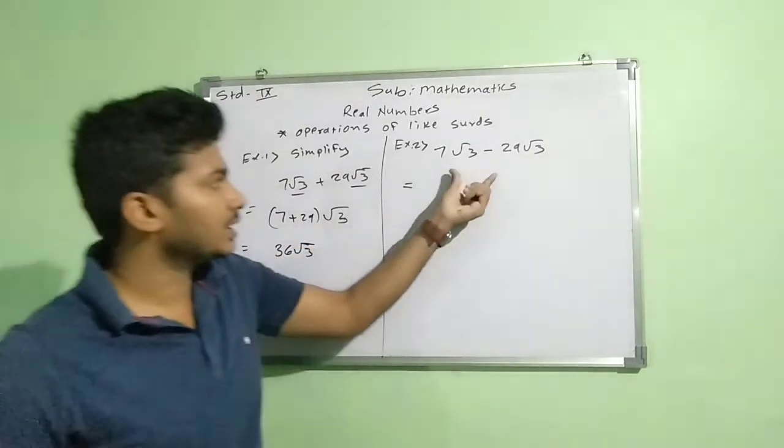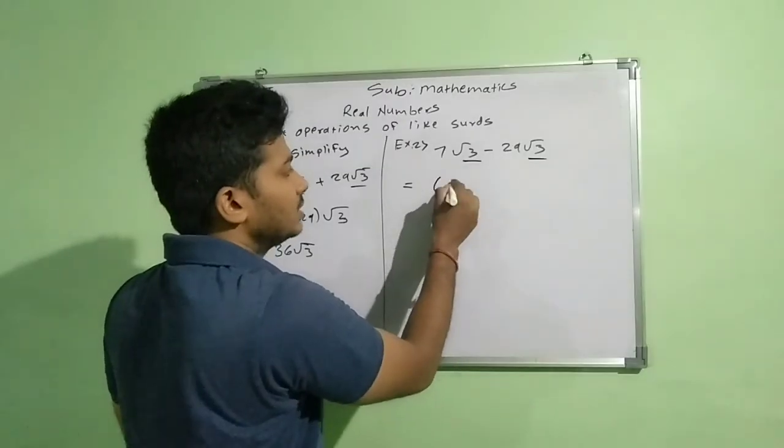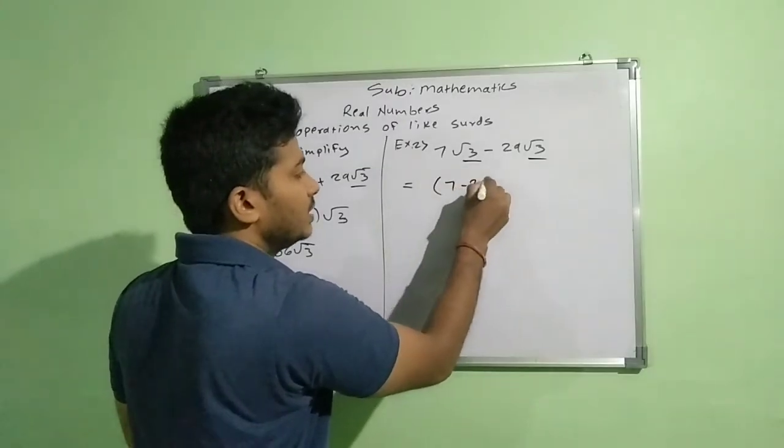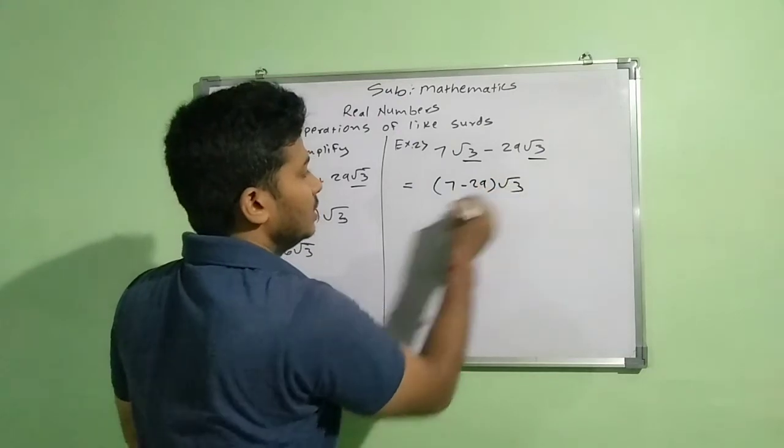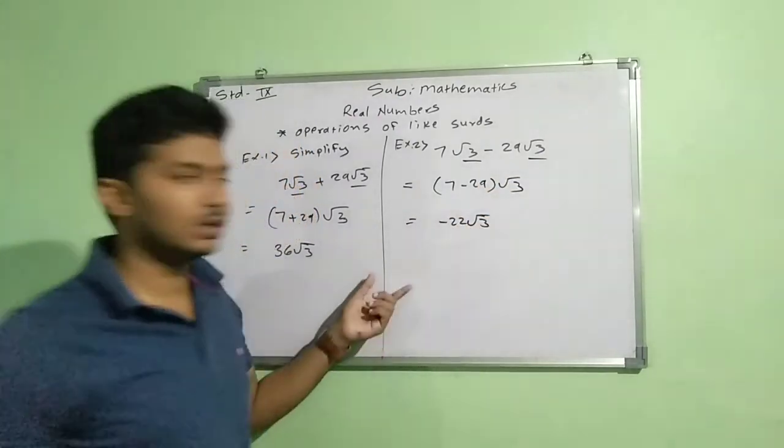If you look at the second example, here also the surds are like, so we can directly subtract them. 7 minus 29, root 3, which is equal to minus 22 root 3. So that will be your answer.